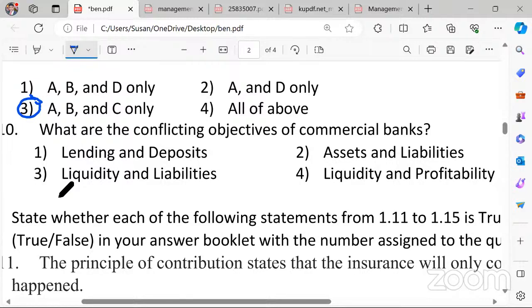Right. Let me explain. Lending and deposits are not conflicting. If there are deposits, they can lend. Assets and liabilities are the record maintained in the balance sheet. Liquidity and liability are not related. Liquidity and profitability are related, and those are conflicting. The correct answer is liquidity and liability. I will explain how that happened.